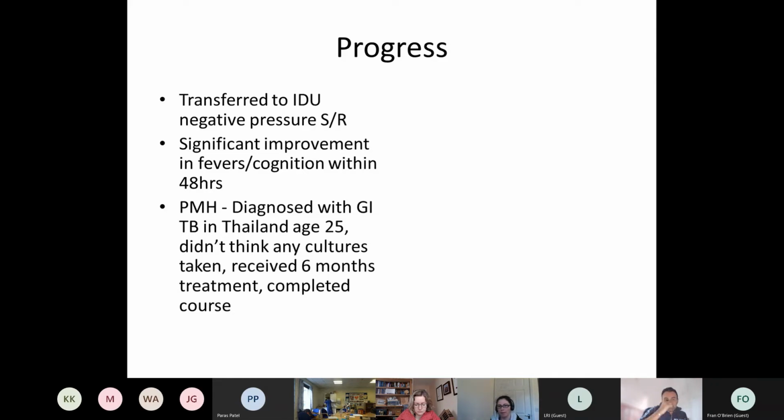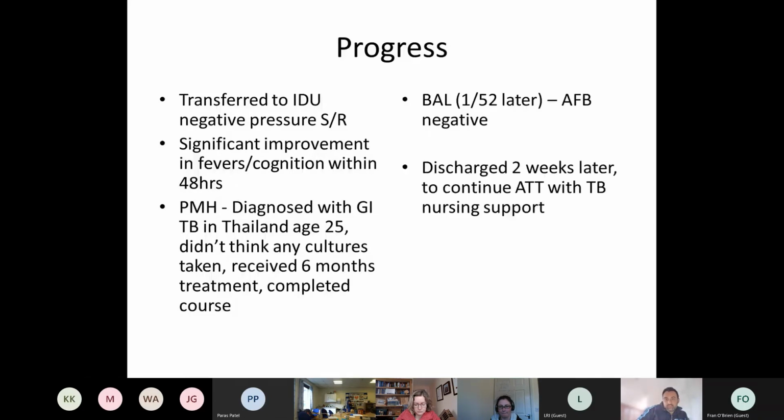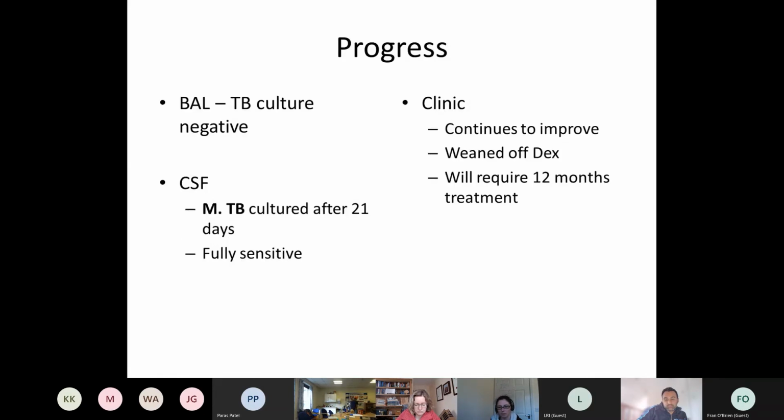And that's quite significant, not that treatment was given the first time round, or whether the person did take their treatment fully. We also did a bronchoscopy, which was negative, and she was discharged a couple of weeks later to carry on her TB treatment at home with the TB nursing support when she was well enough. The CSF cultured TB after 21 days, which was thankfully fully sensitive, so we were able to carry on with the standard RIPE drugs, weaned off the steroids, and the total duration that she got was 12 months.